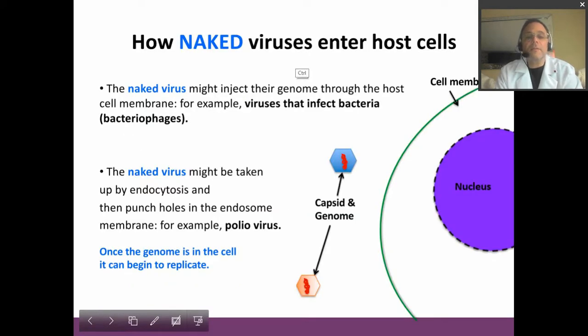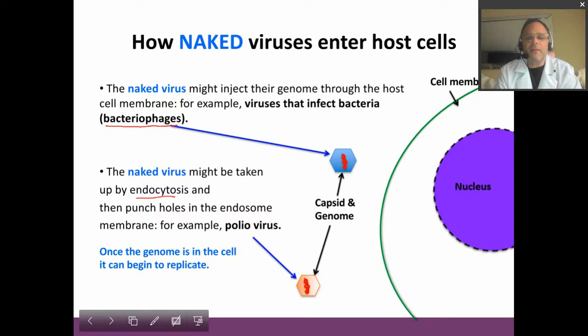There we go. This is how the naked viruses enter the host cell. So the naked virus might inject their genome through the host cell membrane. For example, viruses that infect bacteria, bacteriophages. So we do have some viruses that will actually attack bacteria. So we're not the only ones under attack. And the naked viruses might be taken up by endocytosis and then punch holes in the endosome membrane. So we're going to show you that. This will become animated in just a moment to show you both.